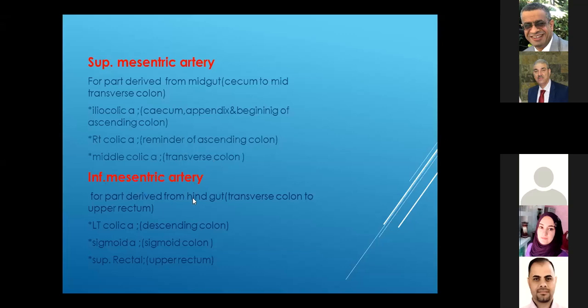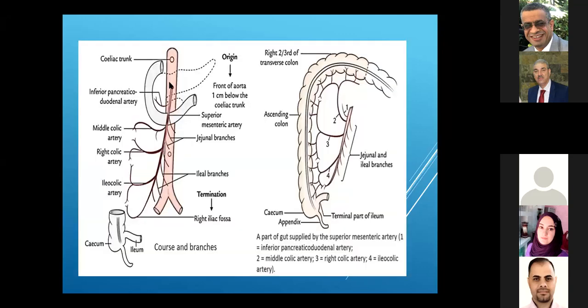The inferior mesenteric artery supplies the part derived from the hindgut, from the distal one-third of the transverse colon to the upper rectum. Its branches: the left colic for the descending colon, sigmoid for the sigmoid colon, and superior rectal for the upper rectum. This picture shows the superior mesenteric artery and its branches. This is the ileocolic, which is lowermost, supplying the cecum and the beginning of the ascending colon. This is the right colic, supplying the rest of the ascending colon. And this is the middle colic, supplying the proximal two-thirds of the transverse colon.